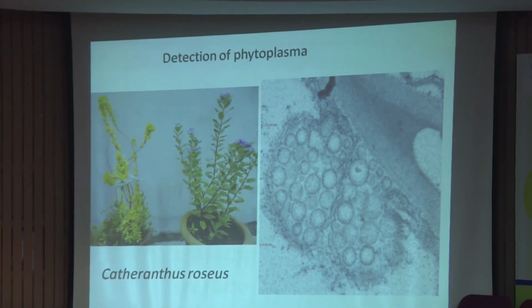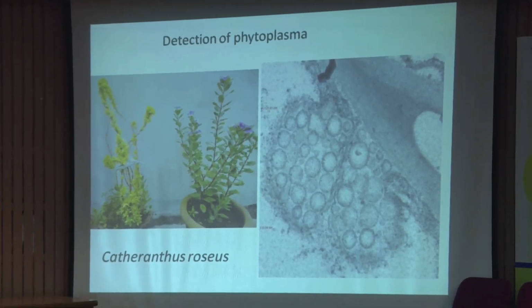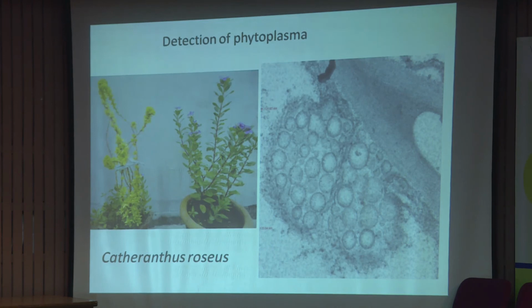Again, recently one of Dr. GP Rao's students was working on Catharanthus roseus. It is a phytoplasma. So we have gone through this ultra thin sectioning of this particular sample, and you found these spherical bodies of phytoplasma in the phloem sieve tubes.